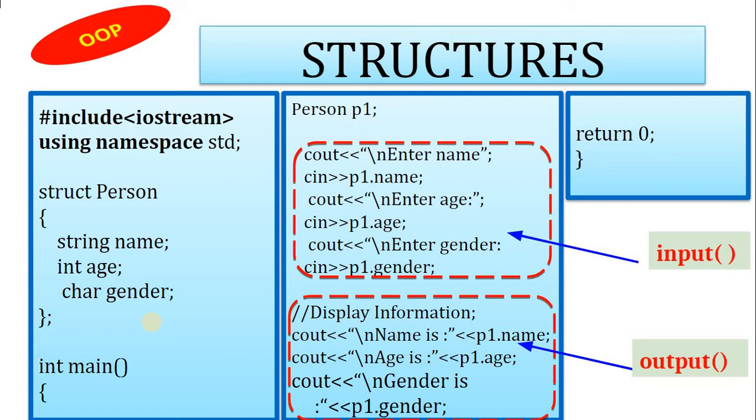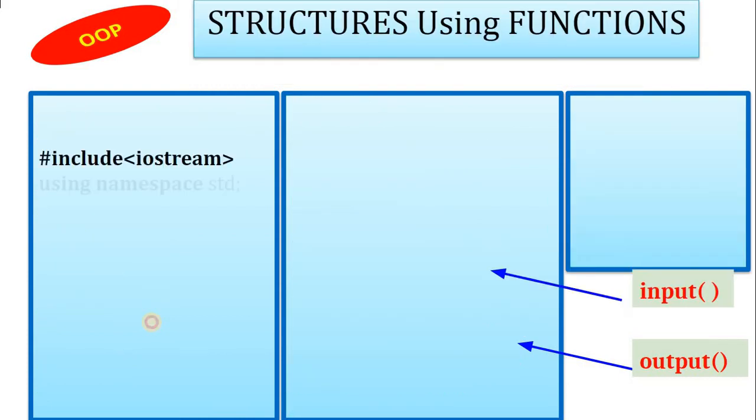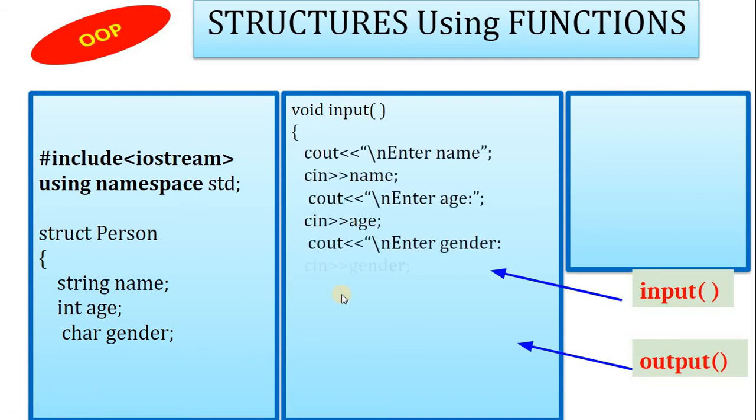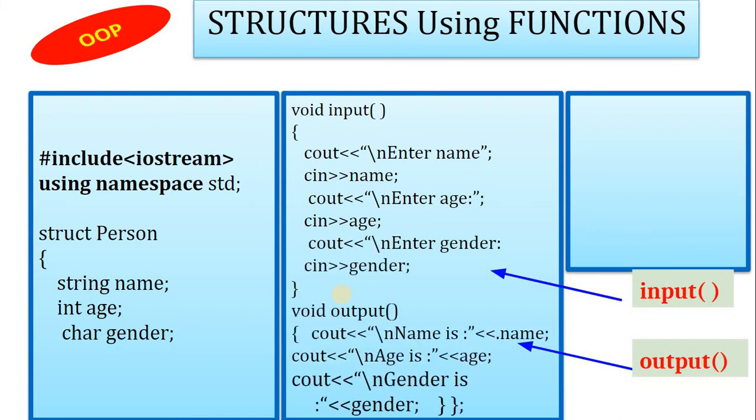If we are writing functions, the function has to be defined inside the structure. For example, we are taking the 3 data members. Now I am taking an input function. I do not close the structure after the data members are completed, but write the function. So we are declaring the input function and writing the code for it, and again in the output function we are displaying the values.